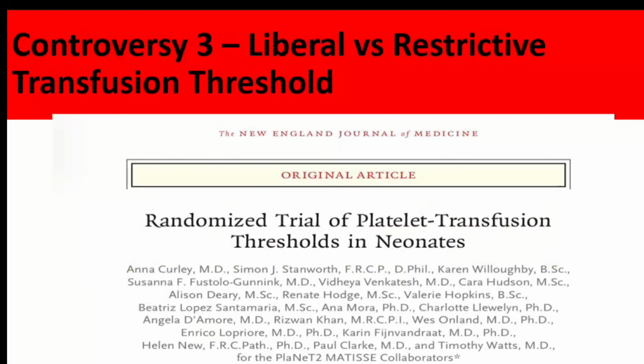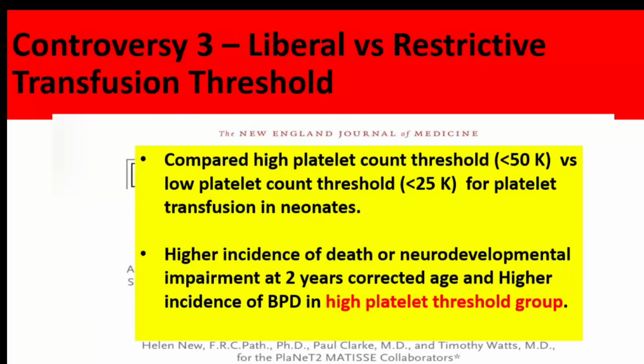So again, this is one more landmark trial which all of us as pediatricians and neonatologists should know. It was published in 2019. ठीक है, तब तक मेरा MD खत्म हो गया था. So in 2019 when this trial was published, it was the PLANET-2 trial. PLANET stands for platelets for neonatal thrombocytopenia. ठीक है, so PLANET-2 trial which was published in 2019. What did it compare?